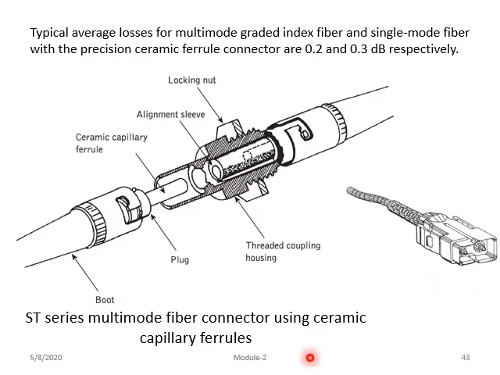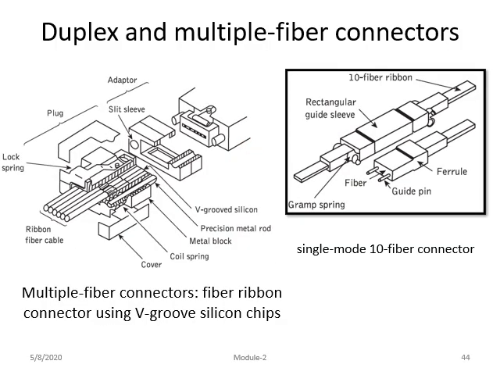So this is the real-time image of the capillary ferrule connection, ceramic capillary ferrule. So for multimode fiber connectors, how it is connected. Typically, average loss of multimode graded index fiber and single mode fiber within the precision ceramic ferrule is 0.2 to 0.3 decibel. So this is the real-time image of how you can connect in terms of ceramic capillary ferrule.